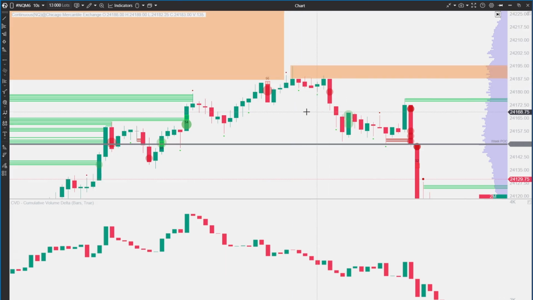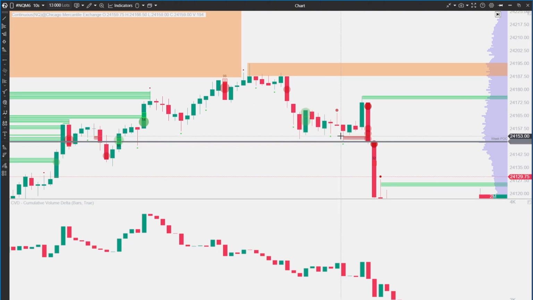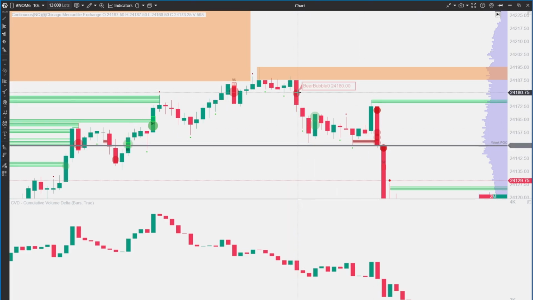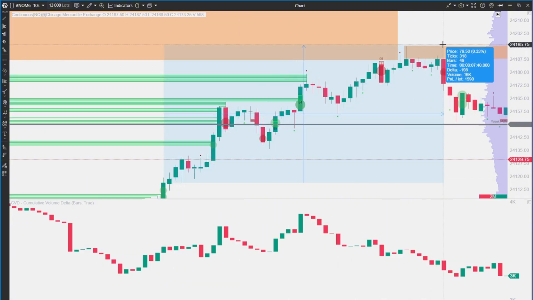We get absorption at resistance. We get a really aggressive selling order here. Price drops down. Then we get some absorption at our point of control. So at this point, do I take a short position up here? No. This is still an uptrend, right? It's a really strong uptrend. Yes, we hit a resistance level and we have absorption at resistance, but it's still a strong uptrend.